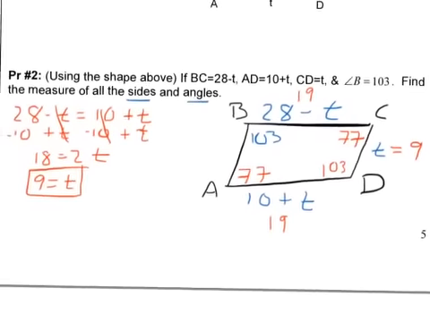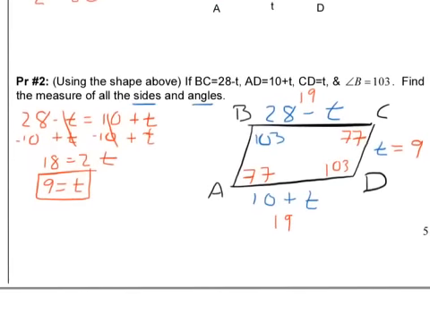Okay. Now when it comes to the sides, I know that opposite sides are congruent. So I took 28 minus t and 10 plus t, and I set them equal to each other. And then I just did some algebra and solved for t, and I got t equals 9. Well, over here, CD is just t, so I know that CD is also 9. And then I plugged in t for AD and for BC, and I got 19 for the top and bottom. So the tops and bottoms are 19, and the left and right sides are 9. Boom. We got all the angles and all the sides. We are done with this problem. Let's go on to the next page.